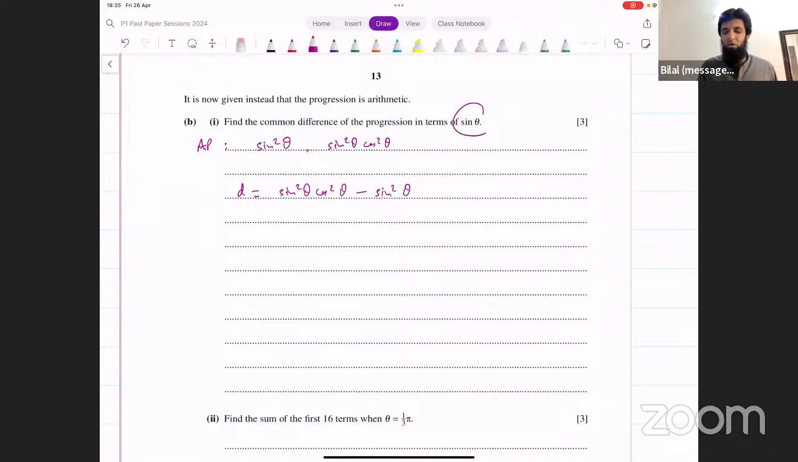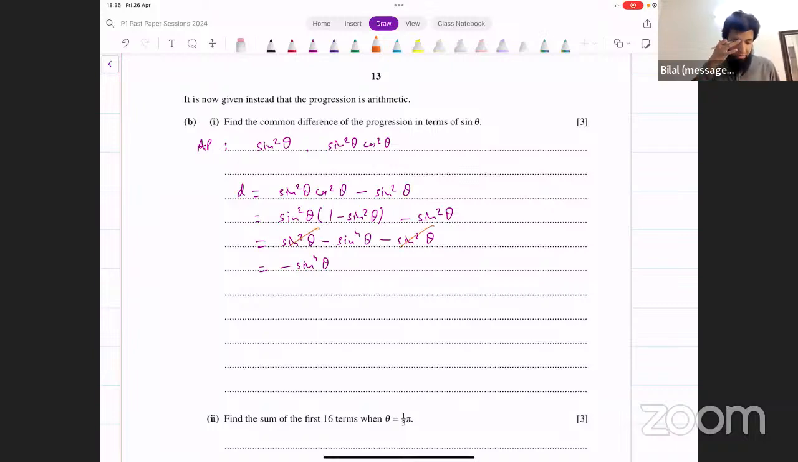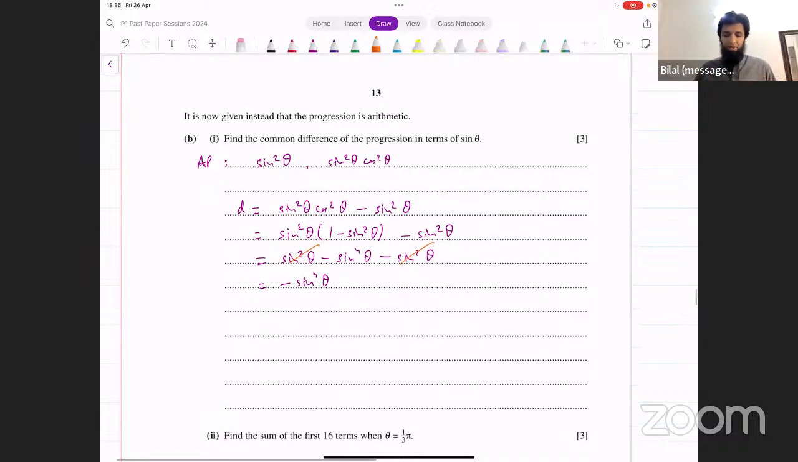You want to give a result only in terms of sine theta. So you need to get rid of cos squared theta. That gives you sine square theta minus sine raised to power 4 theta minus sine square theta. These two terms get cancelled, and that leaves you with minus sine raised to power 4 theta. This is the common difference, minus sine raised to power 4 theta. Okay, that's the second part. Again, pretty straightforward.